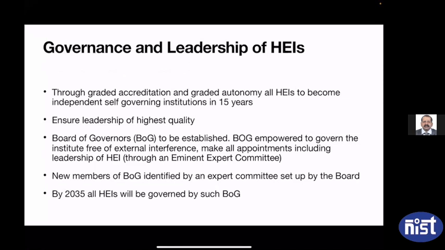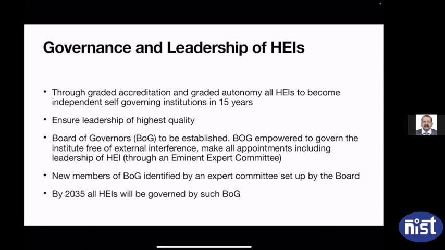So therefore, in all these HEIs, a board of governors will be established. It currently exists in some bodies, but not all. And this board of governors will be empowered to govern the institute free of external interference. It can make all appointments, including the leadership of the HEI, through an eminent expert committee. So it is expected that the leaders will be people of eminence from various fields, and this will be done by this committee, which will be set up by the board of governors of the institute.